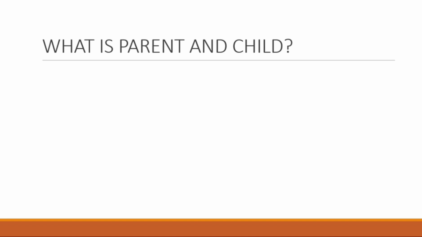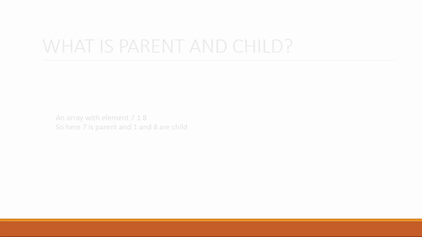So what are parent and child? Let's take an example of an array having elements 7, 1 and 8. Yes, 7 is the parent and 1 and 8 are the children. Now let us implement the heap sort algorithm.